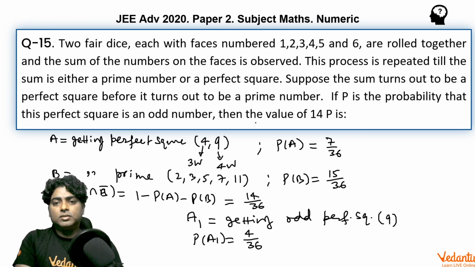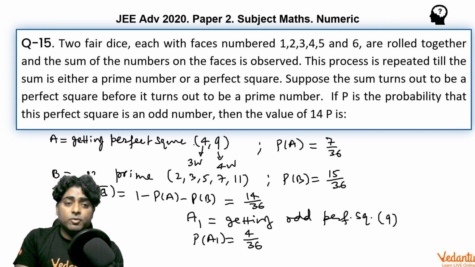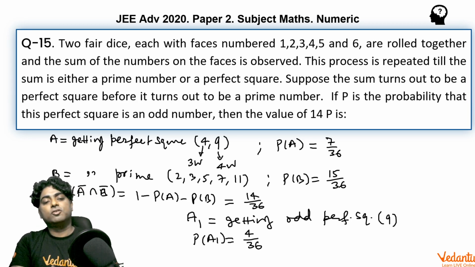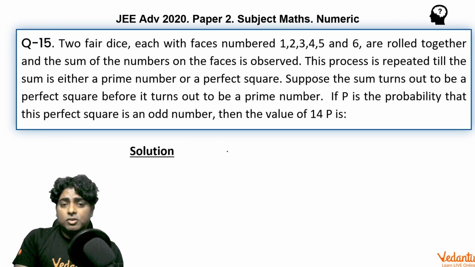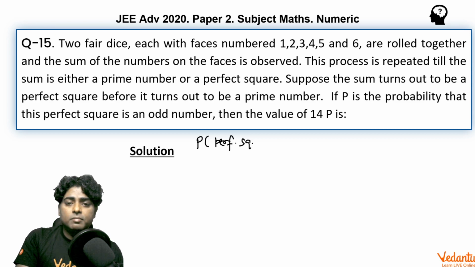Now moving to the next page, two things are important here. We should first get the probability of getting a perfect square before prime and the probability of getting an odd perfect square before prime, and the answer would definitely be the ratio of those two probabilities, obviously, isn't it? So probability of perfect square before prime.